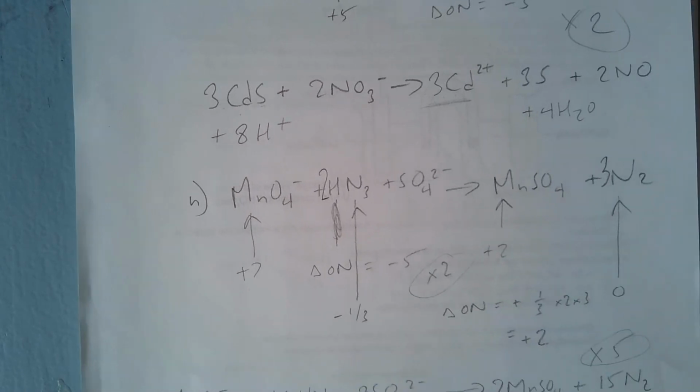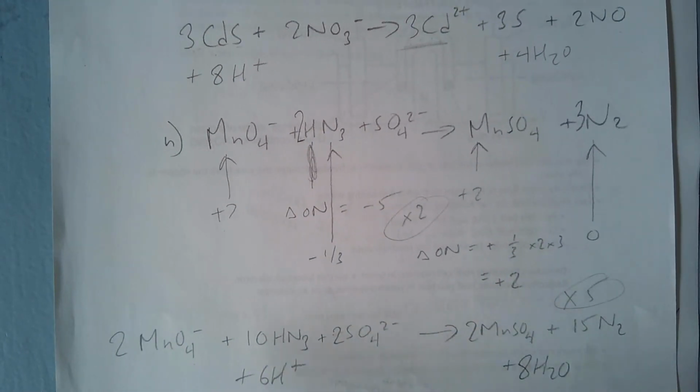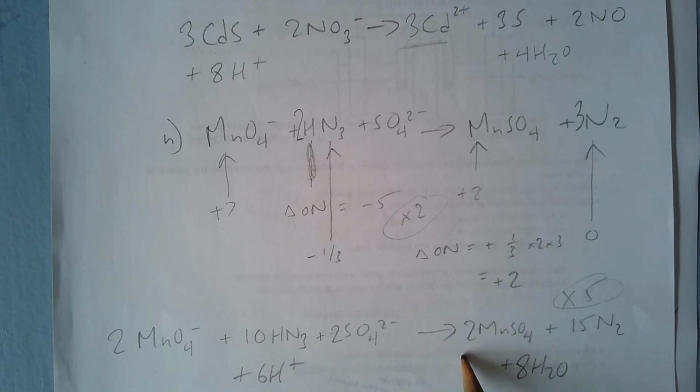Now we've got 2's in front of the manganese, and then we multiply the nitrogen ones by 5, so we get 10 here and 15 here. Again, just like the previous example, the sulfate's not involved here, but we still have to multiply this by 2 because this one's been multiplied by 2.